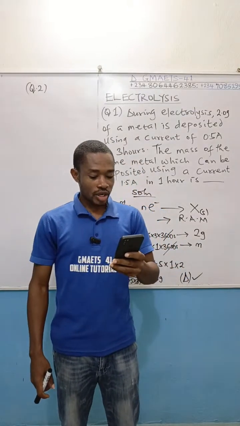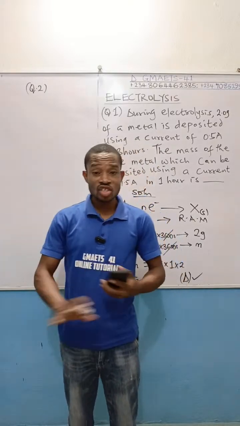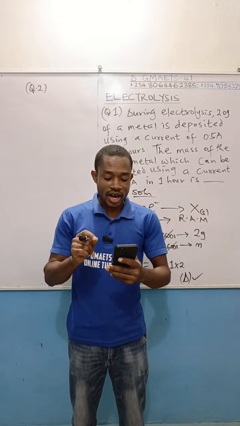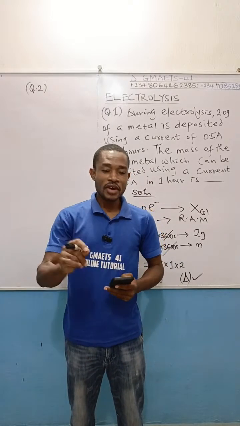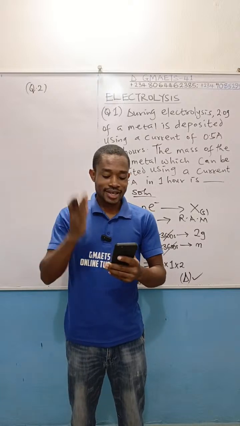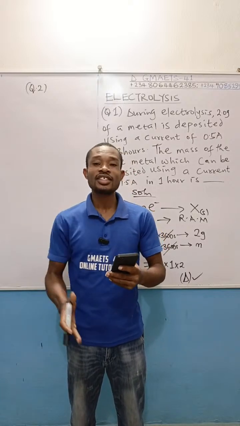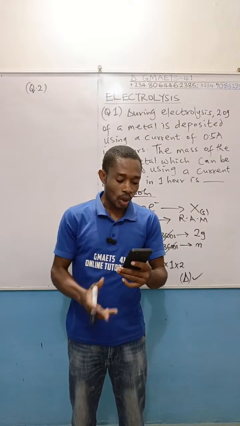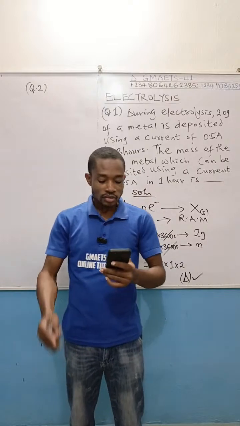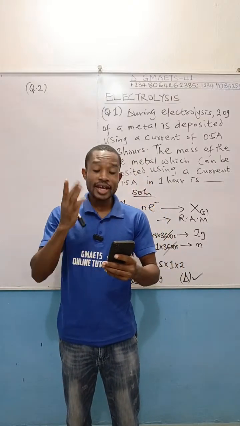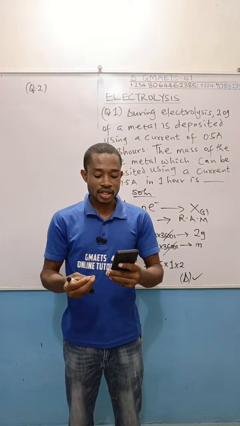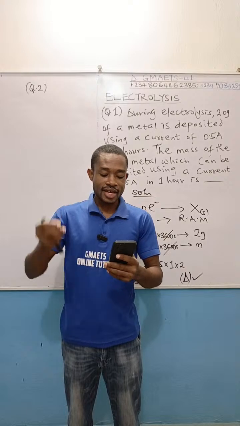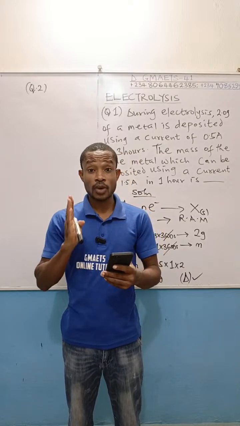So we move on to the next question. This is not a calculation, so I'm going to dictate it and then we answer straight away. In Faraday's law of electrolysis, a graph of the mass deposited against the quantity of electricity is plotted.